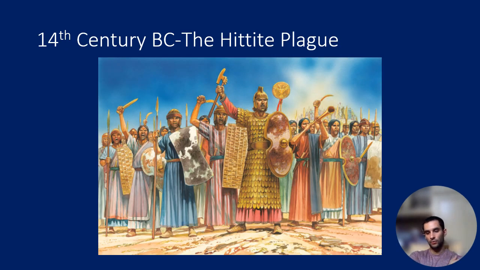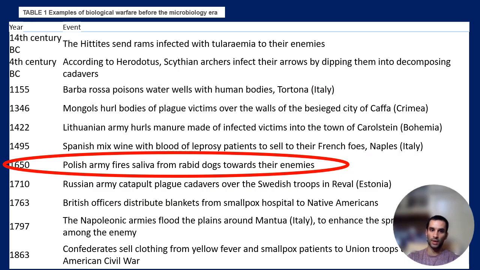And 1984 is not the first time this happened. People have been using bioagents for war long before people understood microbiology. In fact, the earliest documented case that I'm aware of is the Hittite plague, where the Hittites sent infected rams with tularemia toward their enemies and used biowarfare back then. And ancient peoples pretty much knew that if you took dead things or feces and you threw it at people who were not sick, those people tended to get sick and die.